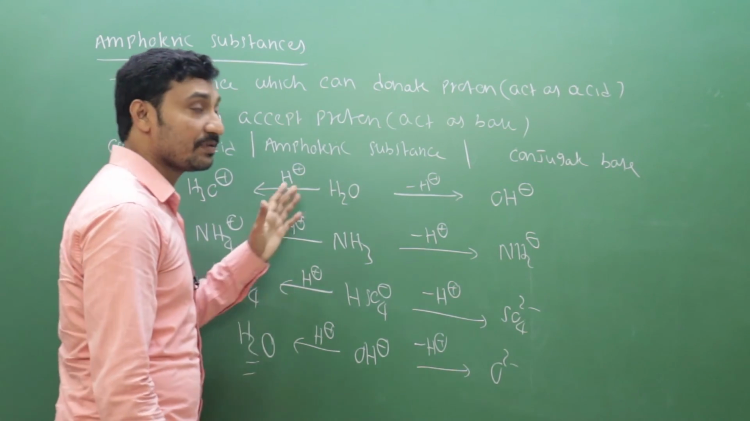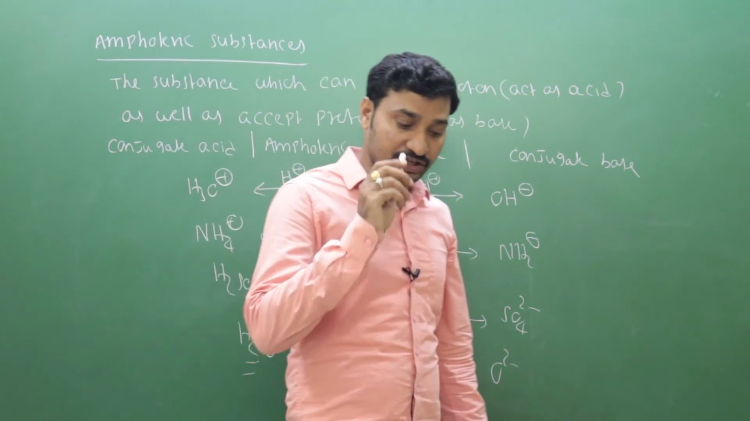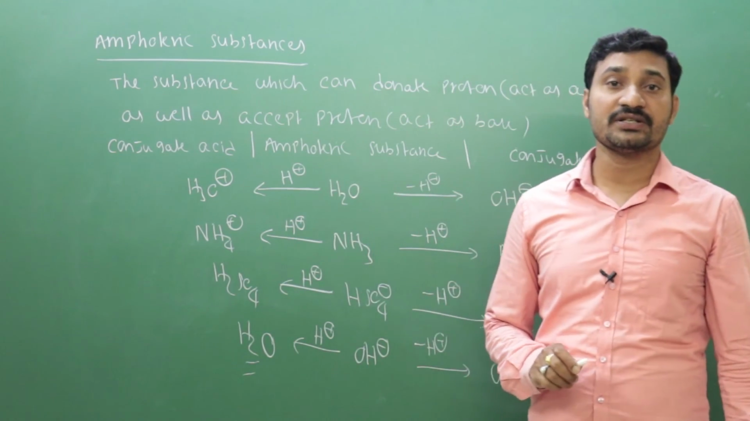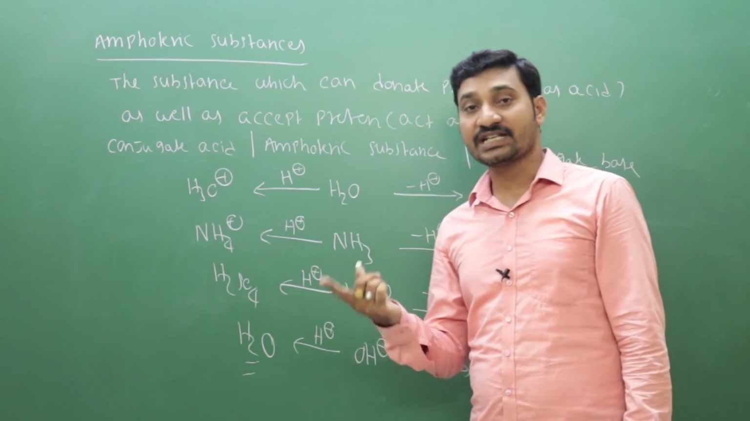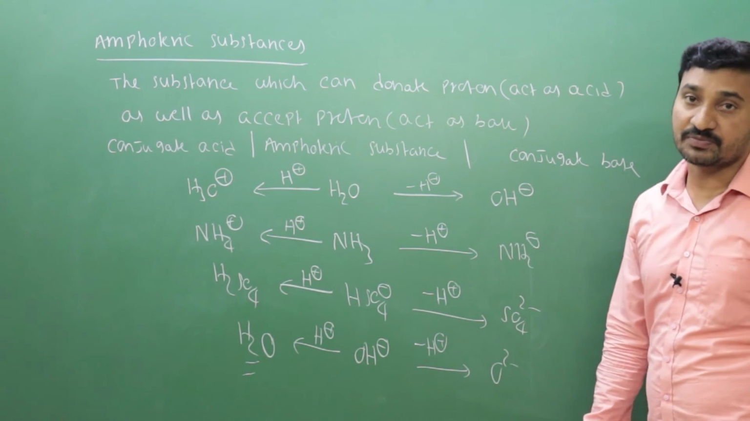Okay, these are some examples of amphoteric substances. I think finally you got it. What is an amphoteric substance? One which is able to donate a proton as well as accept a proton. Those substances are called amphoteric substances.